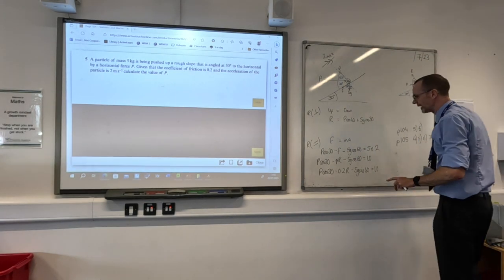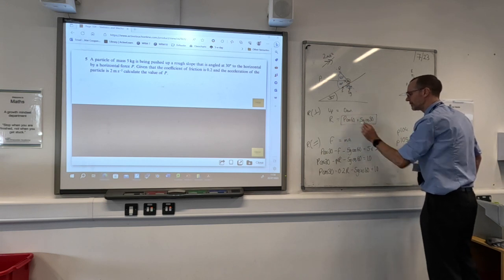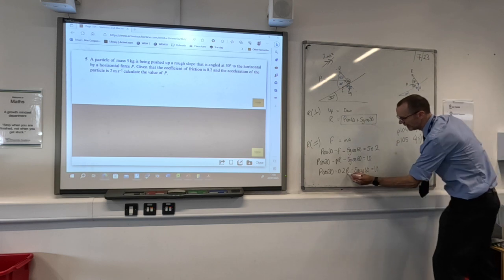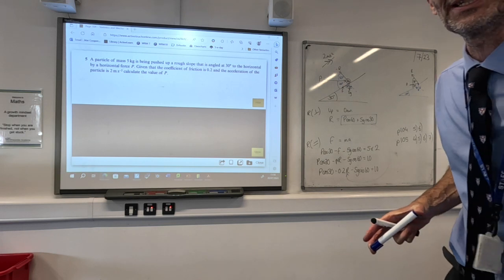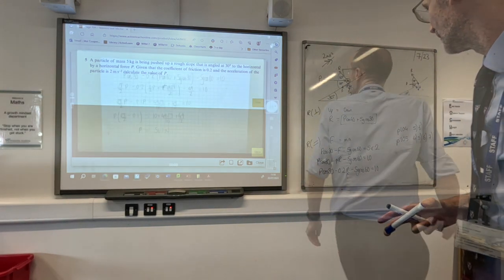Yeah, Hannah's pointed out that we've got P in both equations. So what we're going to do instead is take what R is equal to and put it in there, and that's going to give us a couple of P's. The only good news is that I forget whether it's cos of 30 or cos of 60, but one of them is a half. So it's not particularly nice, but it does fall out eventually.